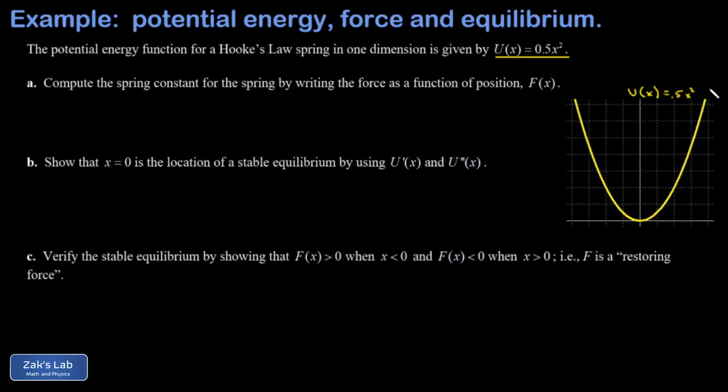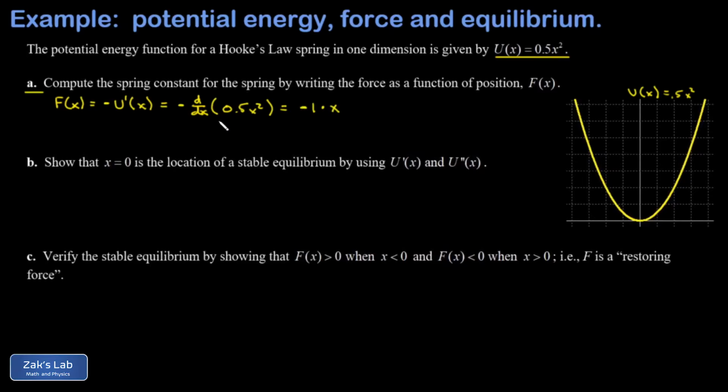energy function. So in part A, I'm asked to compute the spring constant for the spring by writing the force as a function of position. So we have to remember the force as a function of position is given by the negative of the first derivative of the potential energy function. So I have the negative of the derivative of 0.5 x squared. We simply use the power rule on this. Bring down a factor of 2, subtract 1 from the exponent, and I get negative 1, just to emphasize the coefficient here, negative 1 times x.